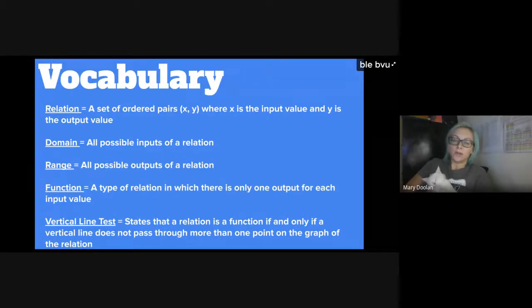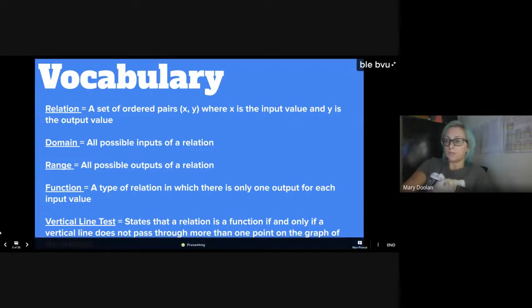Okay, and with the graphs, we're going to use something called the vertical line test. And that states that a relation is a function if and only if a vertical line, so remember vertical, that's straight up and down. Okay, horizontal is this way. Vertical line does not pass through more than one point on the graph of the relation.